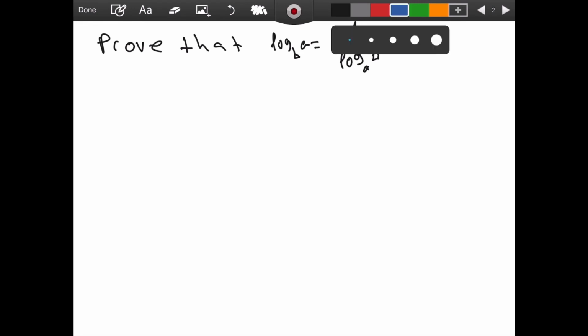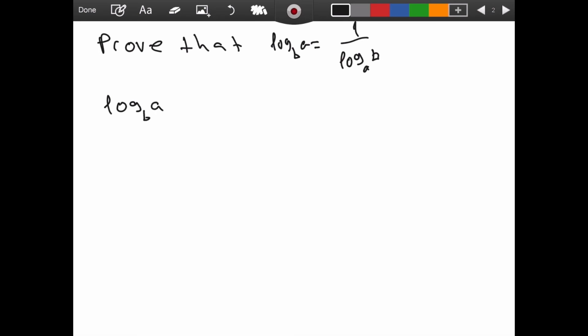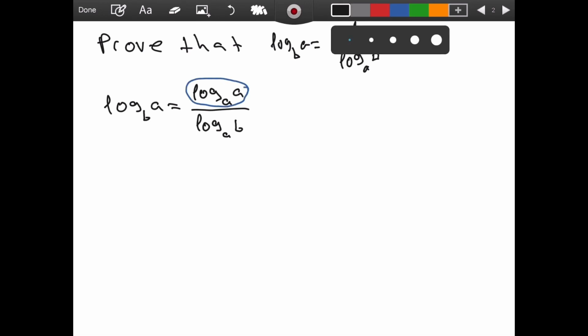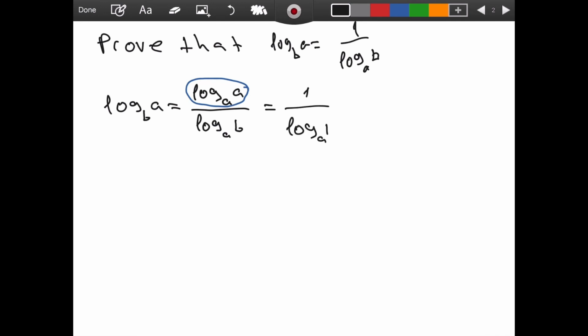With using the change of base formula, what you can say is that log base b of a is equal to log base a of a divided by log base a of b. Of course, log base a of a is just equal to 1. And there we go. We have proven the given identity using the change of base formula.